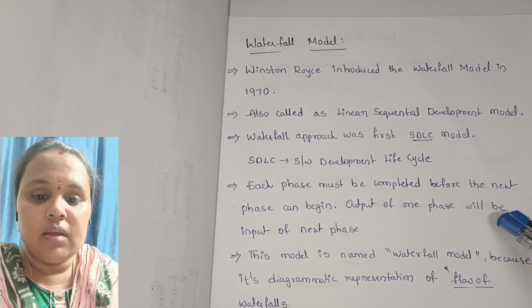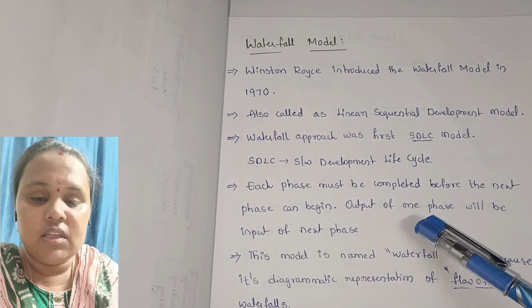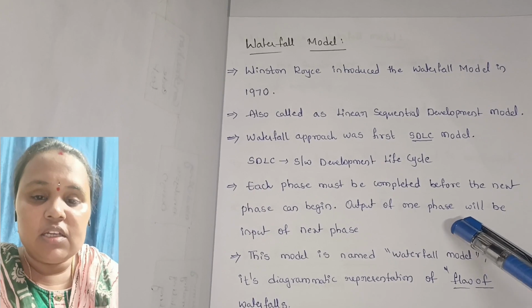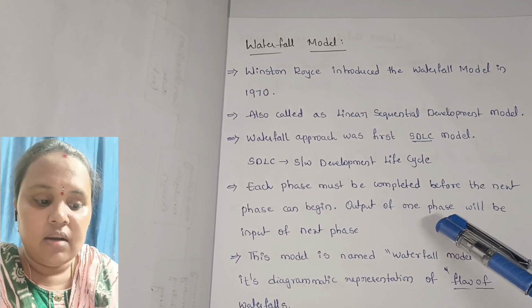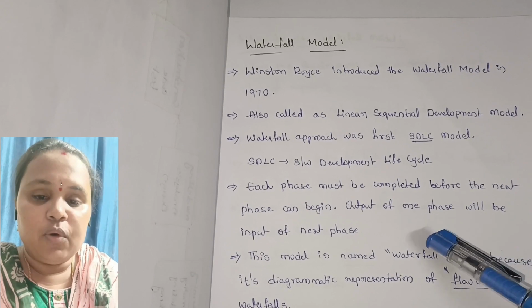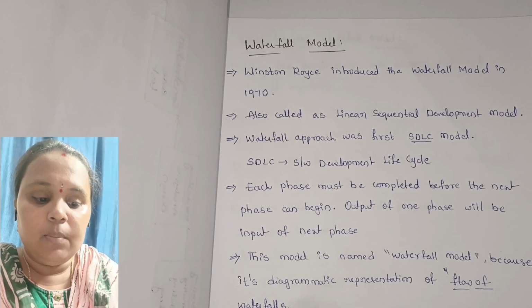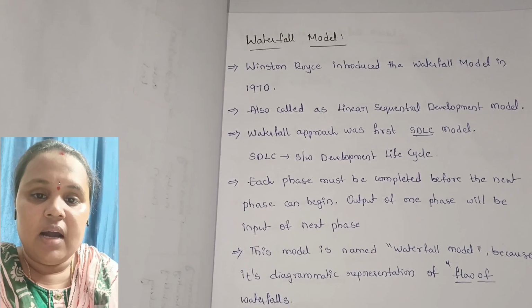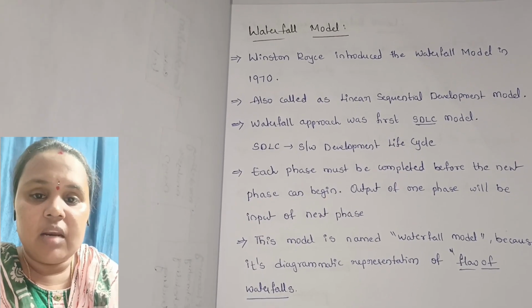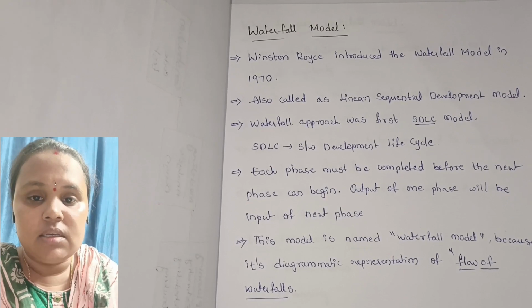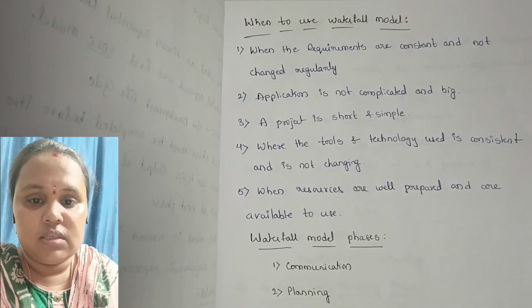The main thing we are going to consider in the waterfall model is that each phase must be completed before the next phase can begin. So we can say the output of one phase will be the input of the next phase. And this was called the waterfall model because the diagrammatical representation is like the flow of waterfalls.